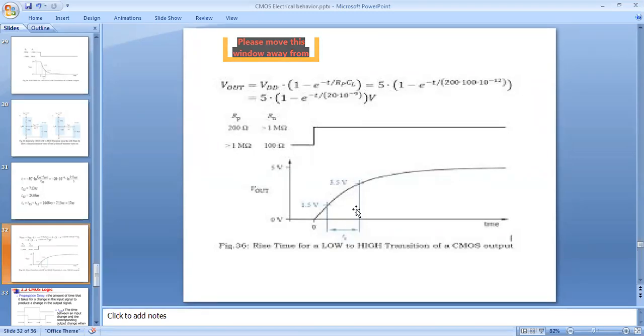Now what is our expression? It is an exponential rising curve. Therefore our expression is V out equal to VDD into 1 minus e power minus t by tau. We already know this expression from PDC. Write this expression.